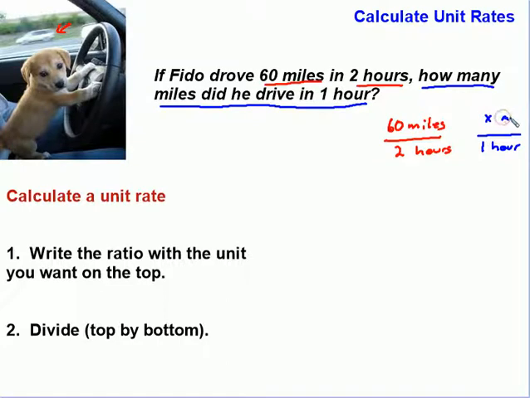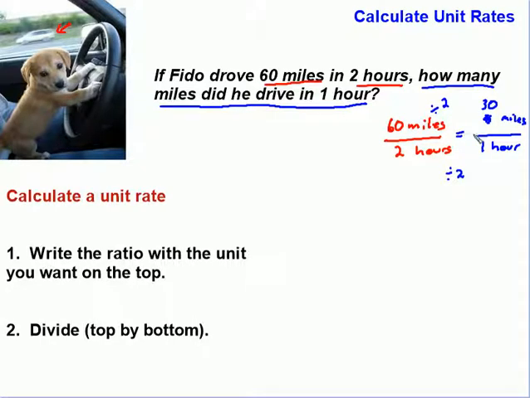So we know we have X number of miles. Now, how can we find that? Well, these are just like any other set of fractions or ratios. 2 divided by 2 gives me 1. If I want to get 1 hour, then I divide the bottom by 2. So I'm just simplifying this ratio, this rate. That means I'll divide the top by 2 as well, and instead of X miles, I'll get 30 miles for every 1 hour.